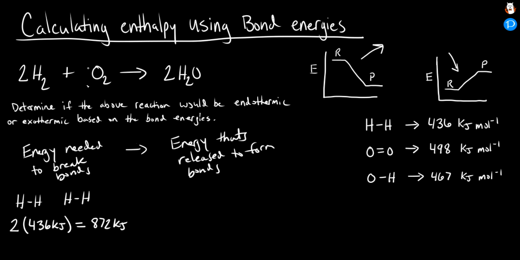And then for O2, that would be a double bond, and there's only one of those. So it would just be 1 times that 498 kilojoules. So in other words, 498 kilojoules. And that's it. That's the only reactants I have. So I'm going to add these together, and that's going to give me the total amount of energy to break these bonds.